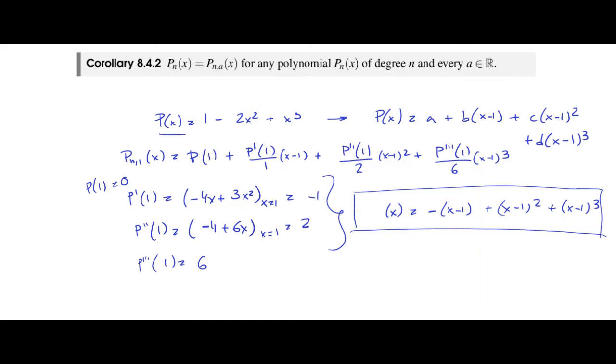We can say that this is just p of x, right? And if you expand these things and simplify, you will get back to the original polynomial. But this is useful in some cases, and so you would do well to remember it. Okay, that's it for now.